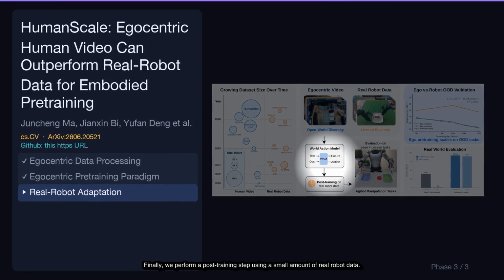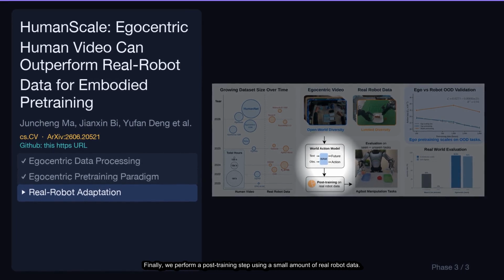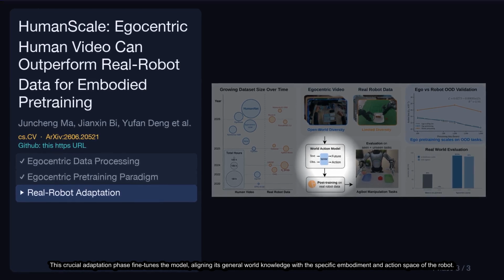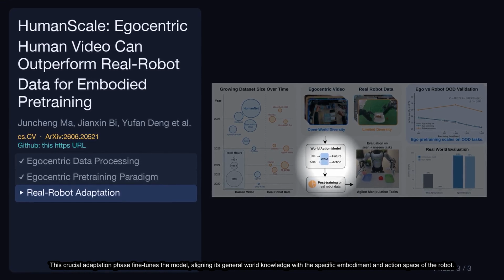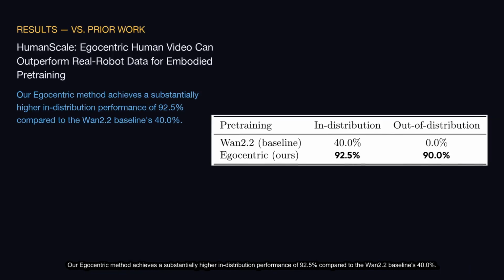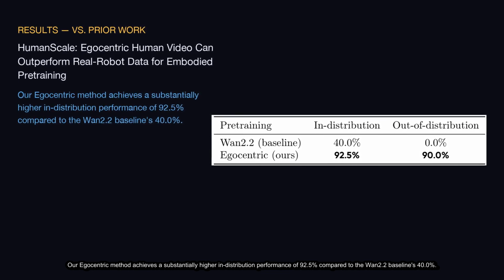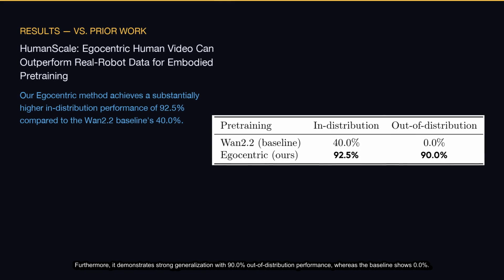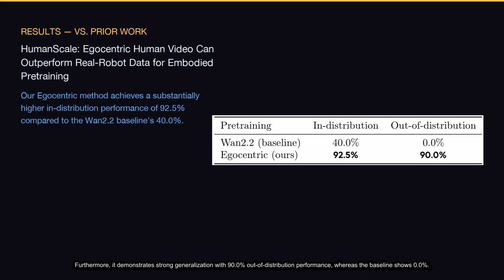Finally, we perform a post-training step using a small amount of real robot data. This crucial adaptation phase fine-tunes the model, aligning its general world knowledge with the specific embodiment and action space of the robot. Our egocentric method achieves a substantially higher in-distribution performance of 92.5% compared to the baseline's 40%. Furthermore, it demonstrates strong generalization with 90% out-of-distribution performance, whereas the baseline shows 0%.